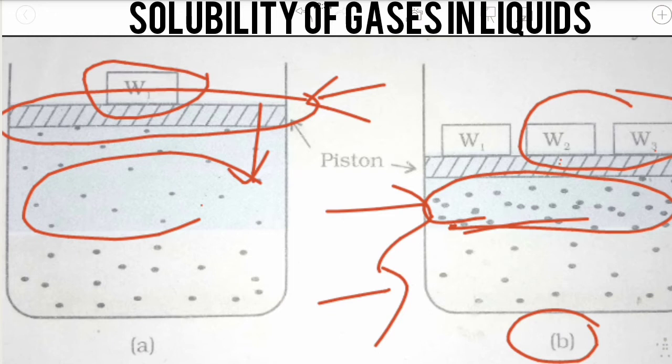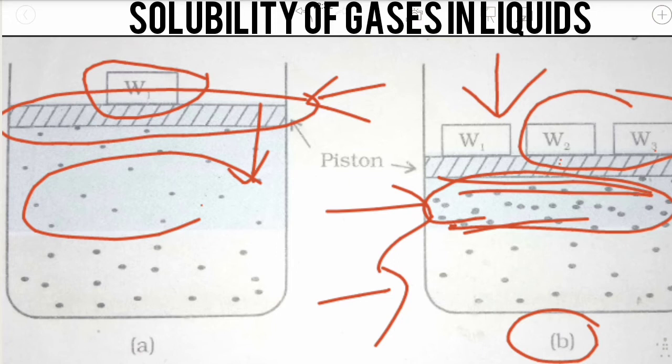The solubility of gas will increase when a new equilibrium is reached, resulting in an increase in the pressure of the gas above the solution, and thus the solubility increases. How does the solubility increase? Solubility increases when you increase the pressure. When you increase the pressure here, the solubility of gases increases.